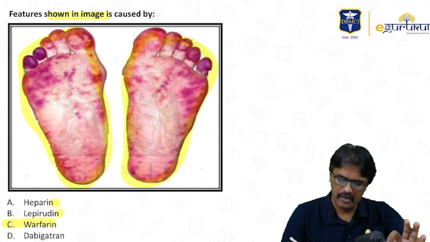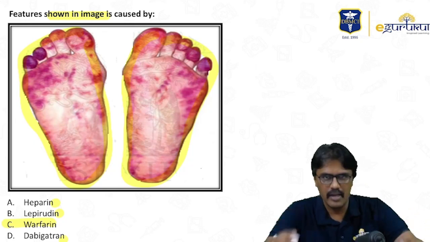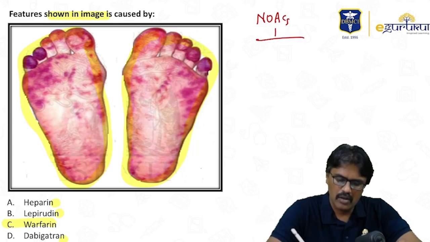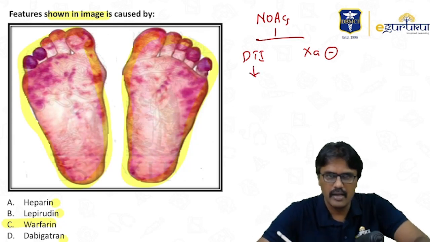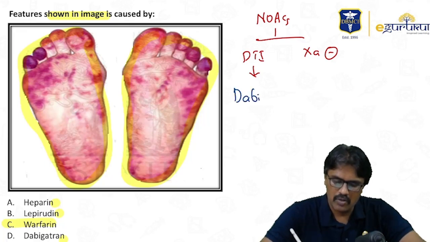Heparin, Lipirudin, dabigatran, they don't cause this. Remember, anticoagulants are also trending nowadays. Now we are using novel oral anticoagulants. What are those? One is the direct thrombin inhibitor and one is 10A inhibitor. The only oral drug which is direct thrombin inhibitor is called dabigatran. So this question is expected, dabigatran.